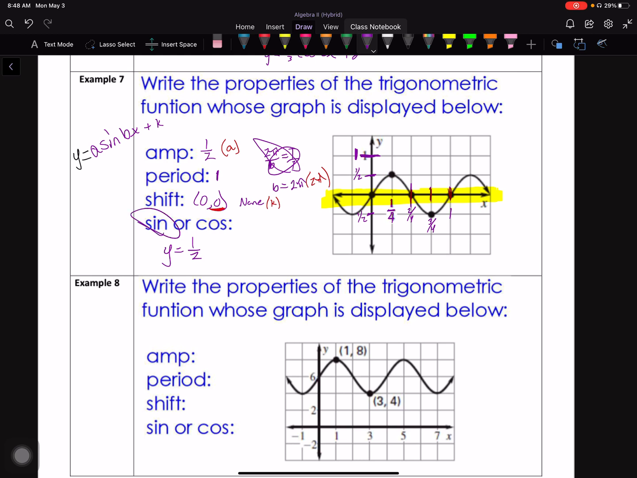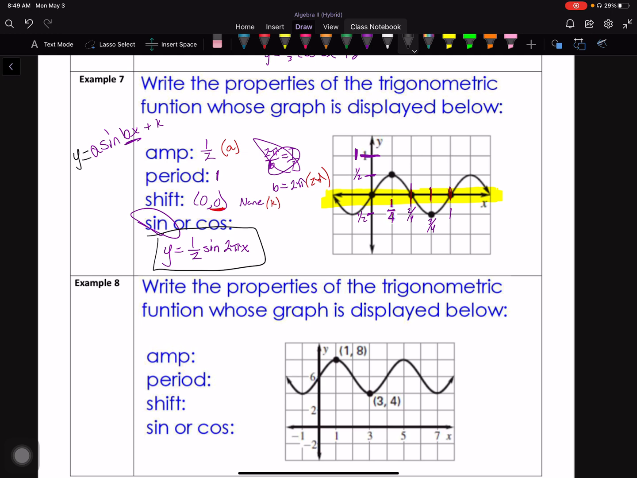Y equals 1/2 times sine of bx. So we found b to be 2 pi x. And then plus k. Well, we don't have a k, so you can go plus 0, but technically you don't even need that. So final answer is y equals 1/2 times sine of 2 pi x. So we'll try just a couple more here.